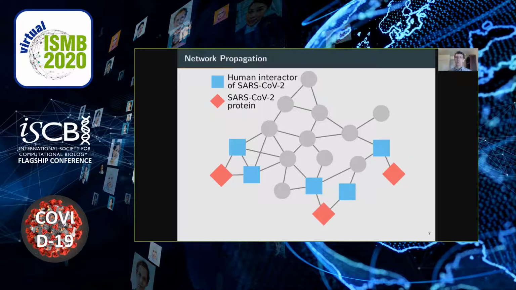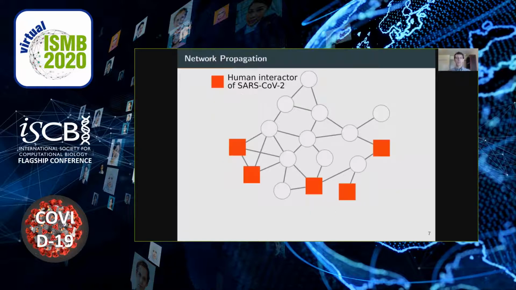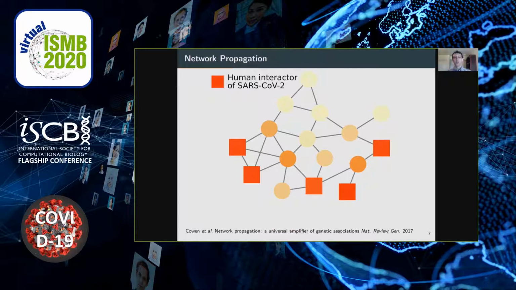Network propagation can be thought of as a process where we treat the human interactors of SARS-CoV-2 as sources of heat, and then let the heat propagate through the network. This is a well-established approach and has stood the test of time in computational biology for many different applications. Here, the main idea is that the nodes that are close to many original interactors are more likely to also be affected by the virus. Thus, they'll get a higher score than nodes that are farther away in the network.